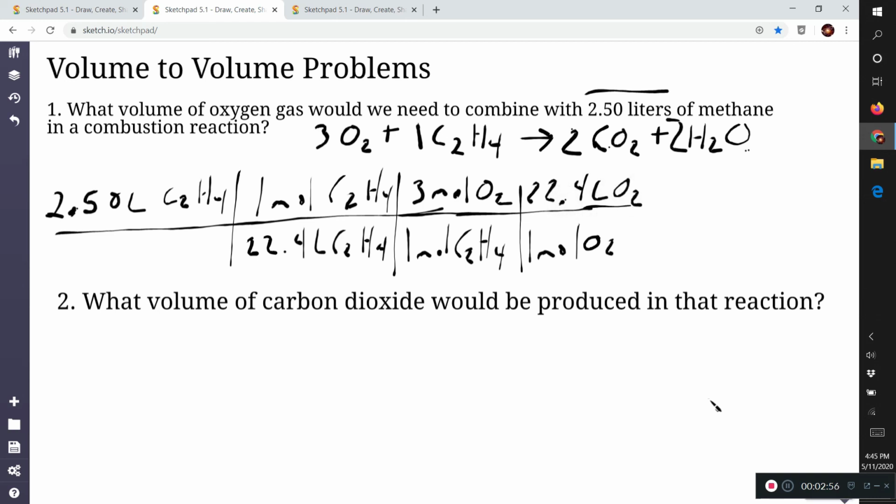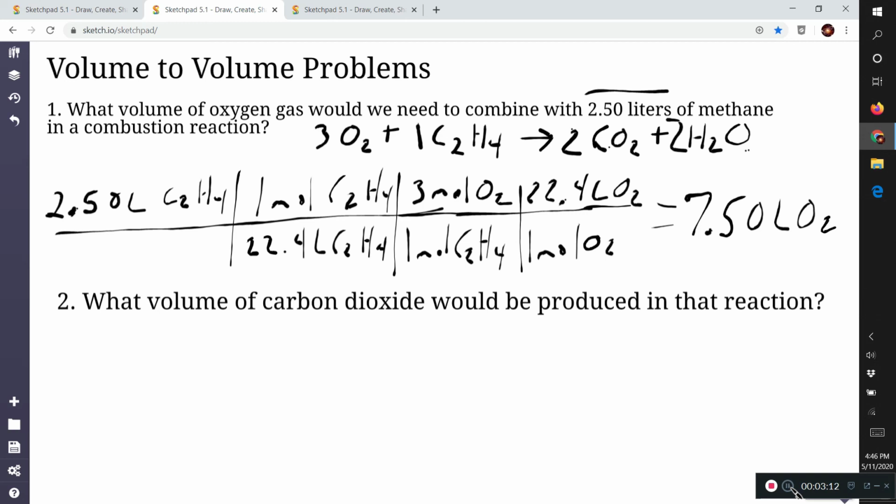So we're going to talk about a shortcut here in a second, but let's just work this out. Remember, you multiply everything on top, divide by everything on bottom. And I get, without rounding, 7.5, but to maintain sig figs, we'll say 7.50 liters of O2. And here's where the shortcut's going to come in.